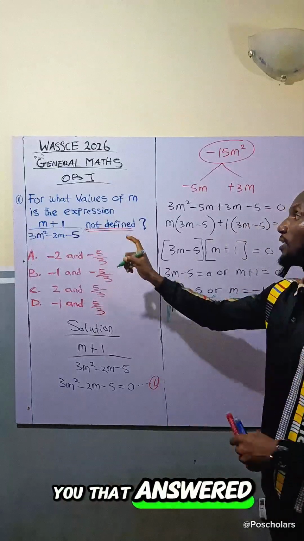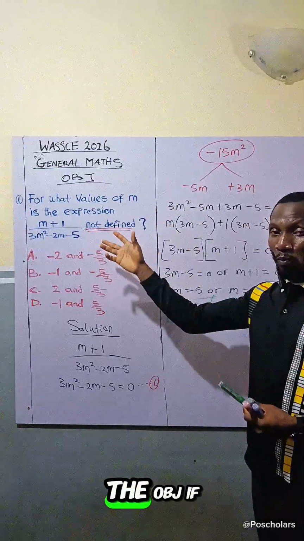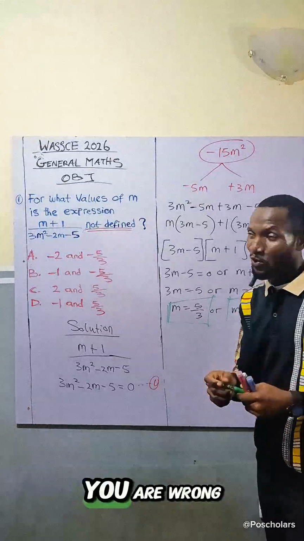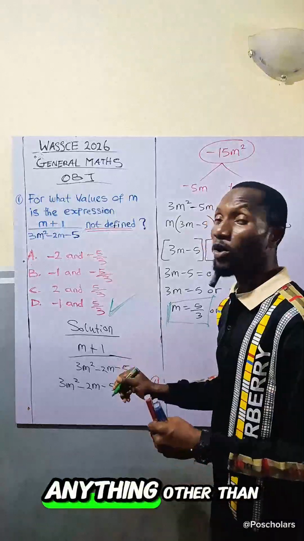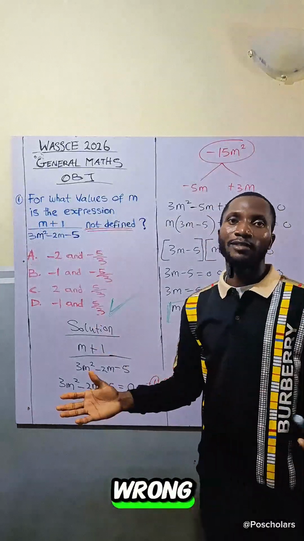So those of you that answered question 1, the OBJ, if you didn't get this, it simply means you are wrong. So you come over to your option and you choose option D. Anything other than this is actually wrong.